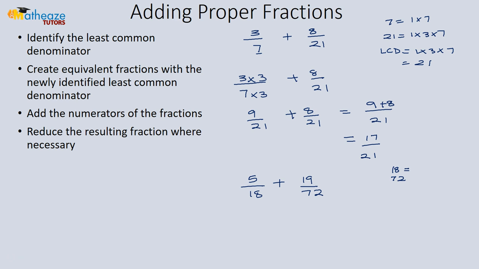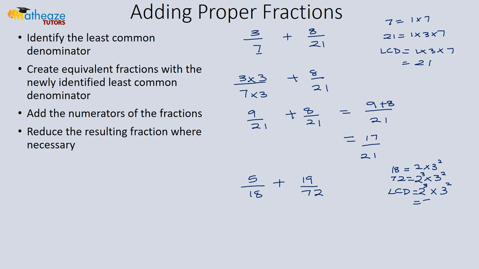So 18 is going to give us 2 times 3 squared. 72 is going to give us 2 to the power of 3 times 3 squared, which has an LCD of, we're going to pick all the factors here. So we have 2 and we have 3, then we pick the greatest exponent. So that's this and this.